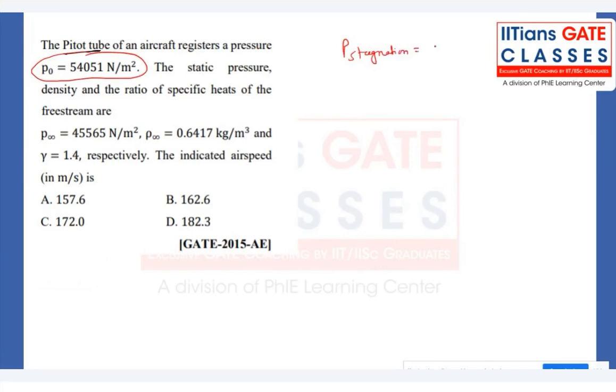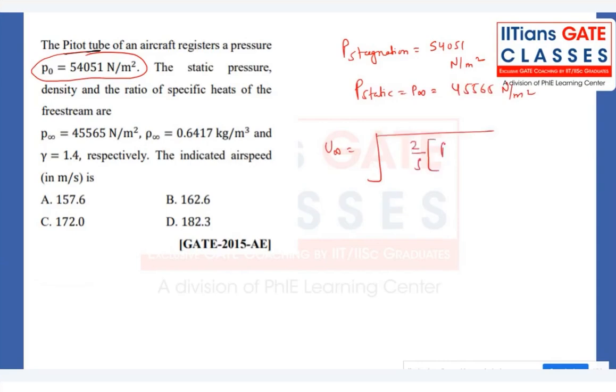This is nothing but 54051 Newton per meter square. Directly it will give me the stagnation reading. Static pressure, density, ratio of specific heats of the free stream, they have given something like this. That means static pressure P infinity they have given as 45565 Newton per meter square. The indicated air speed will be what? That's a very simple formula: square root of 2 by rho times (P stagnation minus P static). Put the values, you can get the answer.